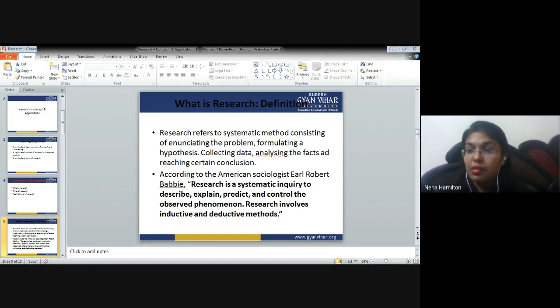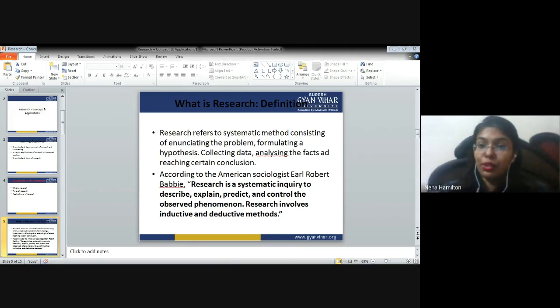Formulating hypothesis means forecasting or predicting what is going to happen in future. Collecting data, you collect the data from the people, analyze the facts, you do statistical analysis on these facts, and then you reach a particular conclusion, right? You give your findings, you give your recommendations to the people, and this is called research.